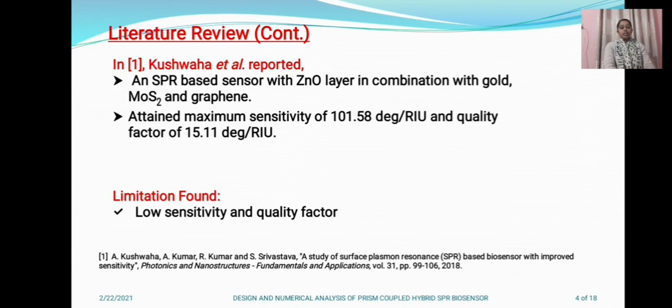Literature review. In literature review 1, one reported an SPR sensor where a zinc oxide layer is used with gold, molybdenum disulfide and graphene layer to enhance the sensitivity. The proposed structure exhibits a sensitivity of 101.58 degree per RIU and a quality factor of 15.11 per degree. Limitation: the sensing performance is very low. We can use coupling materials having lower refractive index to enhance the performance.